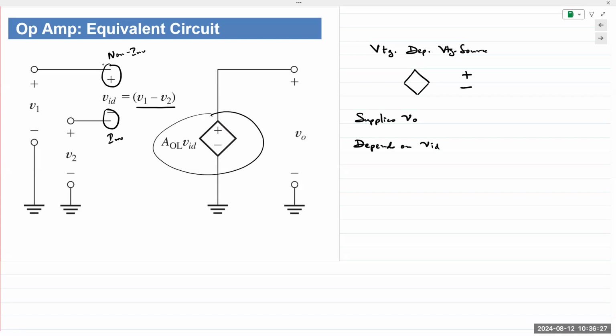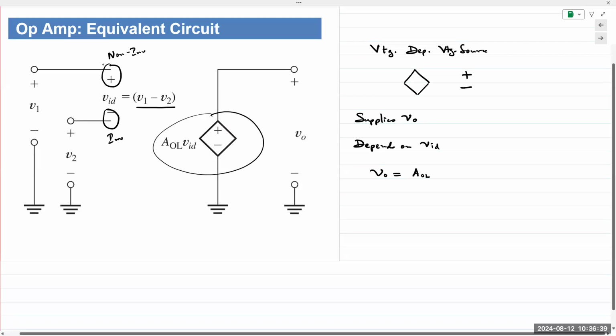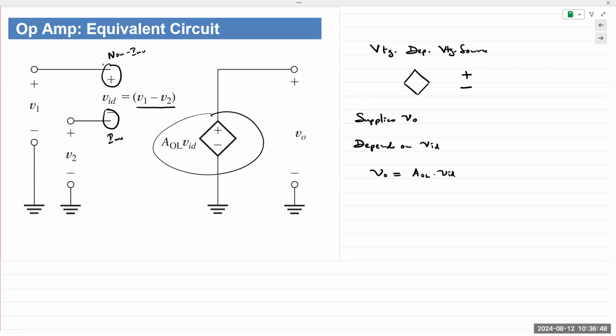Okay, so this is just a model. And for this model, we are modeling it as a voltage source, dependent voltage source. So VO is the open loop gain times VID. Open loop gain is typically like tens of thousands. The dimensionless V out over V in. The voltage gain is typically measured in tens of thousands.